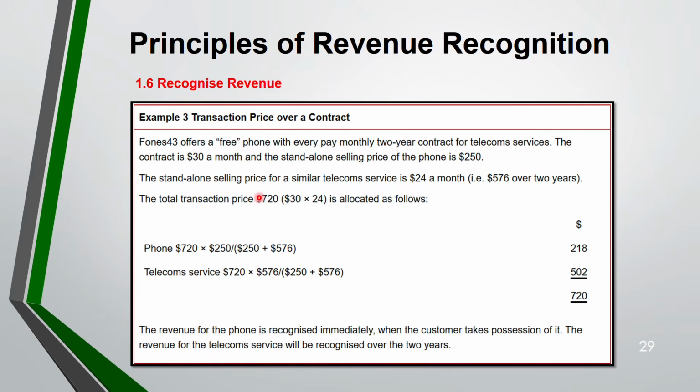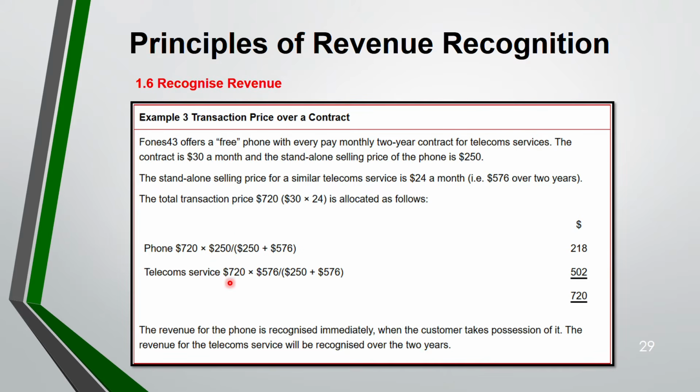Okay, sorry, this total transaction price you have to allocate between two performance obligations: one is phone, one is telecom service. So if you want to know the total, the standalone selling price of similar telecom is 576, and for the phone it is 250. So 250 and 576, and 250 over the total, because this is for phone, so 250 over the total, and 720 since that is the total transaction price, you get for the phone.